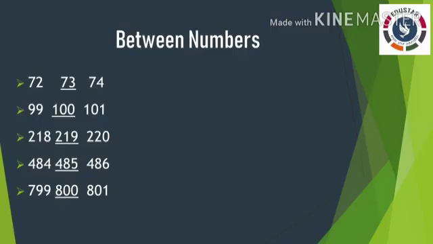What is your first question? Between 72 and 74. What is your answer? Just think it and give your answer. Between 72 and 74, your answer is 73. Very good, children. Shall we move on to the next question? Between 99 and 101. What is your answer? Your answer is 100. Very good. Shall we move on to the next question?